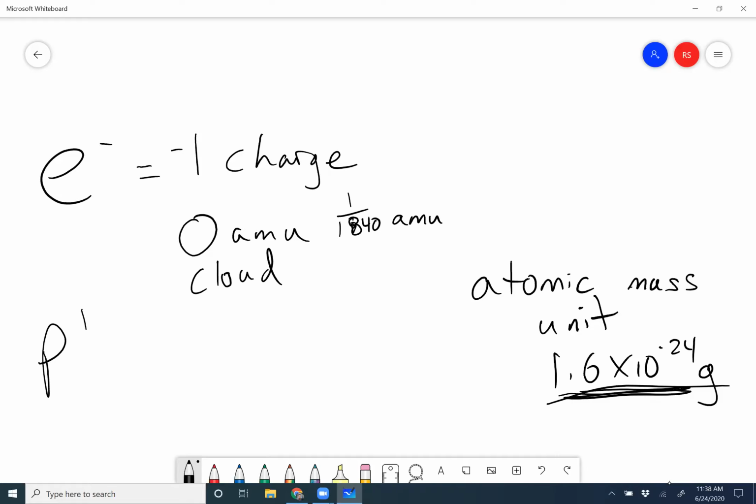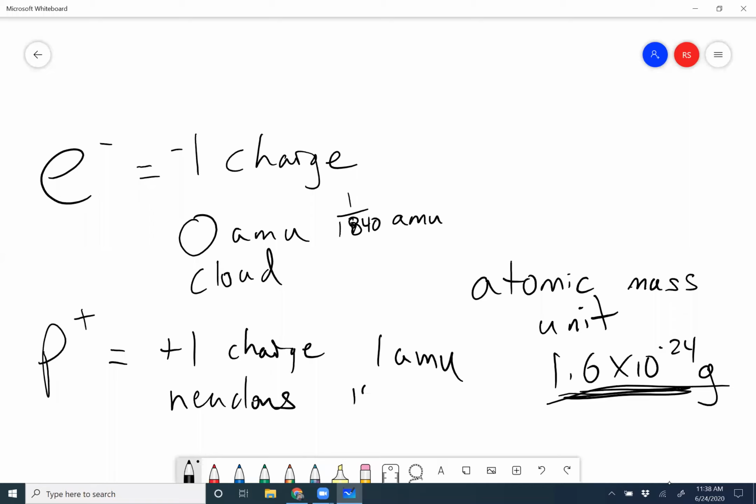Protons have the symbol p+. They have a charge of +1. They are found in the nucleus. And they are 1 AMU, or 1840/1840 AMU. And that means a proton weighs this much, 1.6 times 10 to the negative 24 grams.